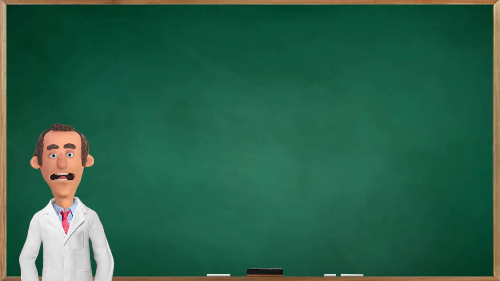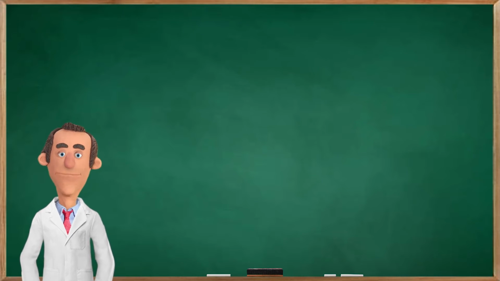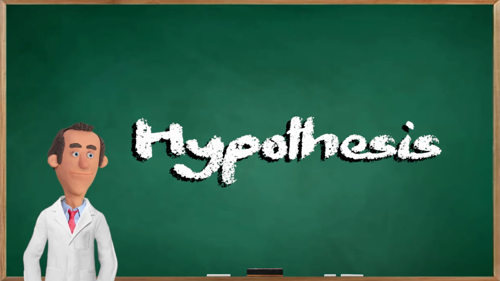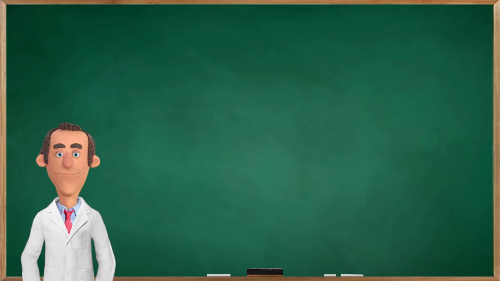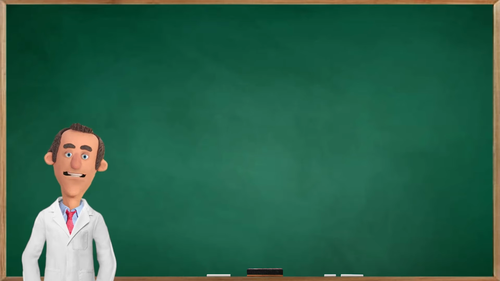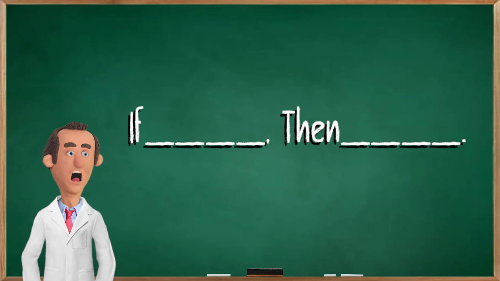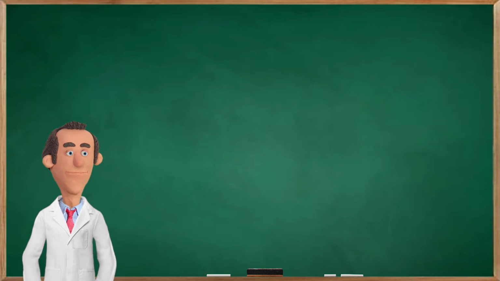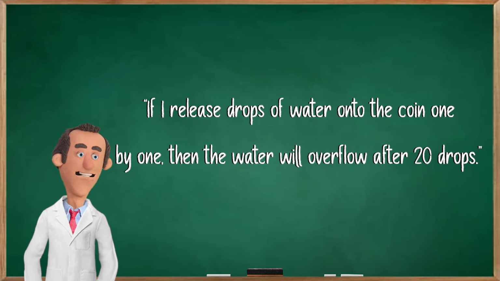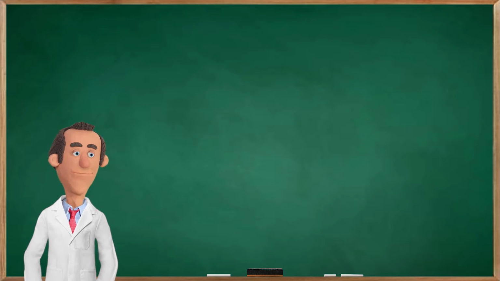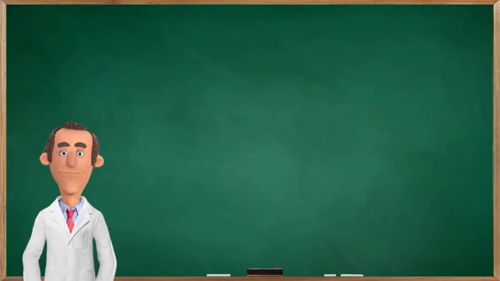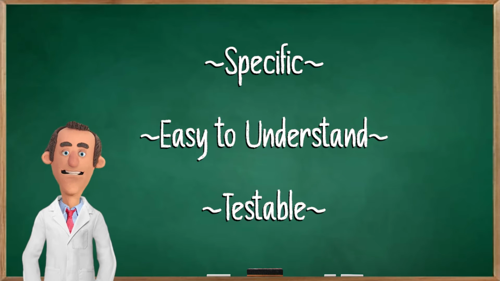So now that we have all the information that we need, we can begin the third step, the hypothesis. For this step, we predict what you think the correct answer will be with all the information that you have. You should use a sentence frame: if and then. So for me, I would say, if I release drops of water into the coin one by one, then the water will overflow after 20 drops. Just like the title, make the hypothesis specific, easy to understand, and testable.